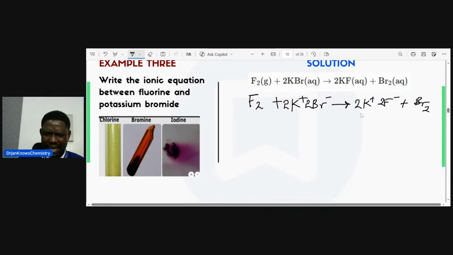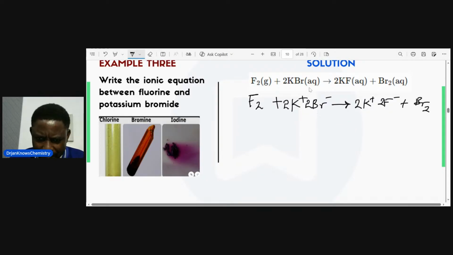So the next step you may want to look at is which of these species can be regarded as the spectator ions, that is, ions that are just the same on both sides of the equation. So can you look at it? Have you seen it? Let's see. Check, check, check. Which ones are the same?